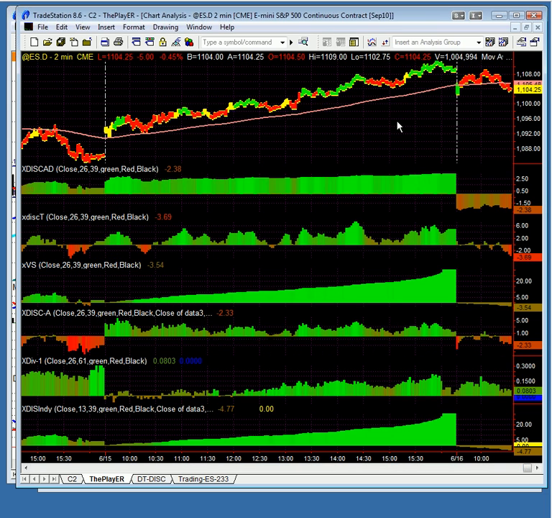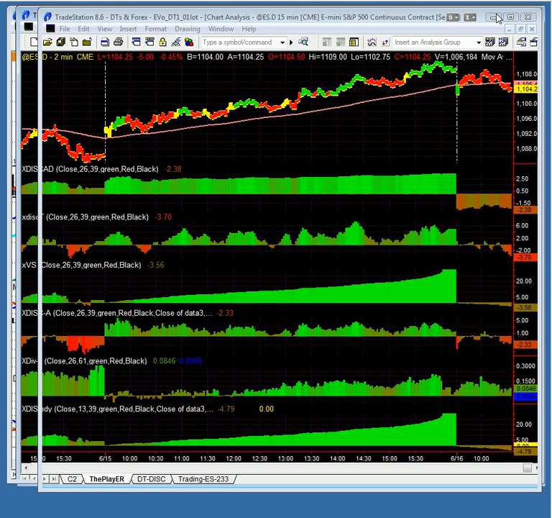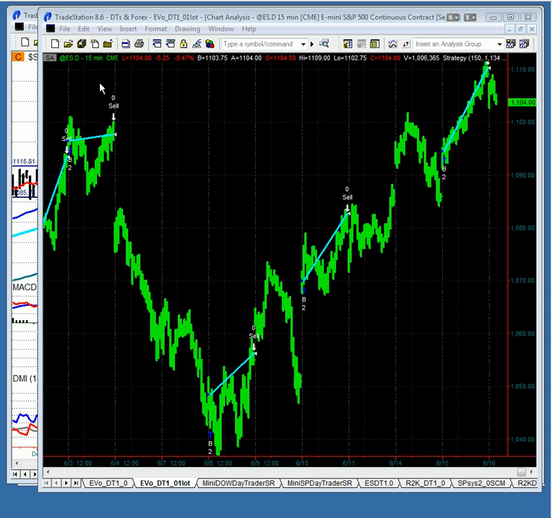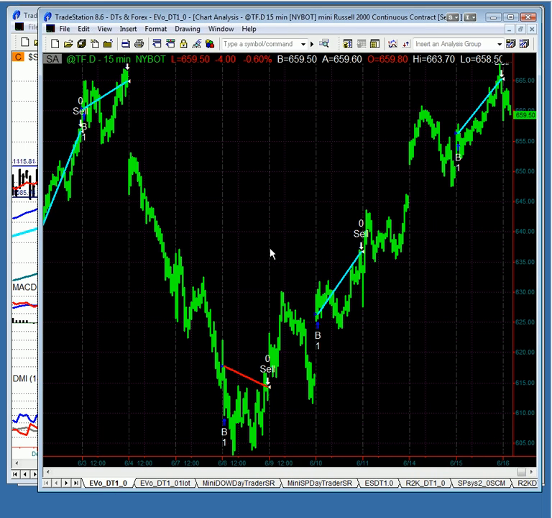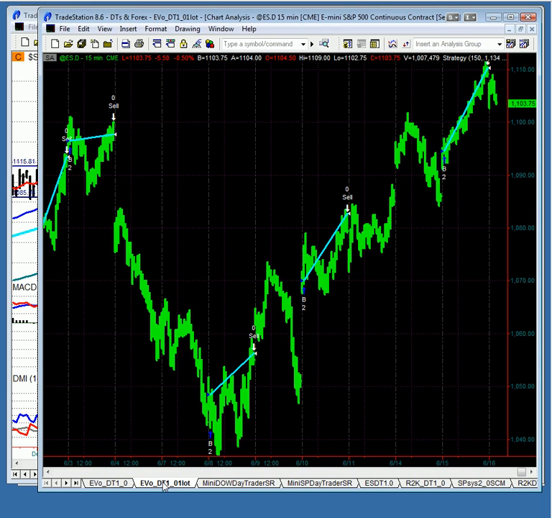Right now, we've gotten a move higher, and we're going to go ahead and switch over to the daily chart to see. There's the EVO. Look at that beautiful EVO trading ES. And you can either trade this version of the EVO or the trailing version. It's up to you, depending on your risk.